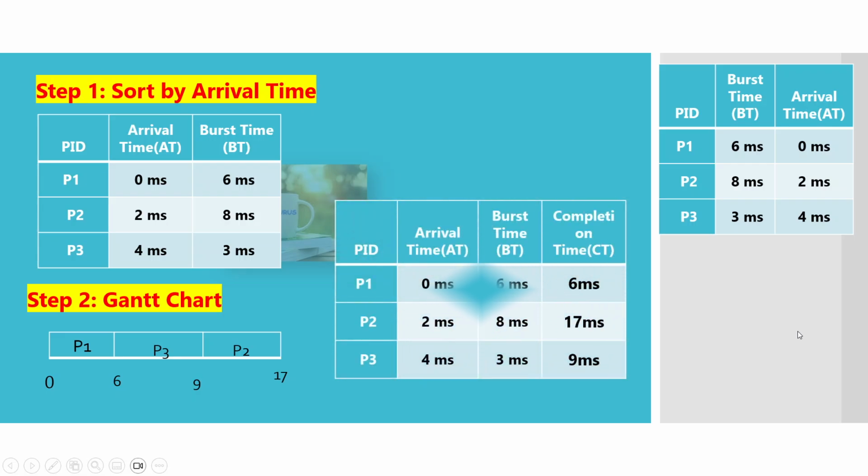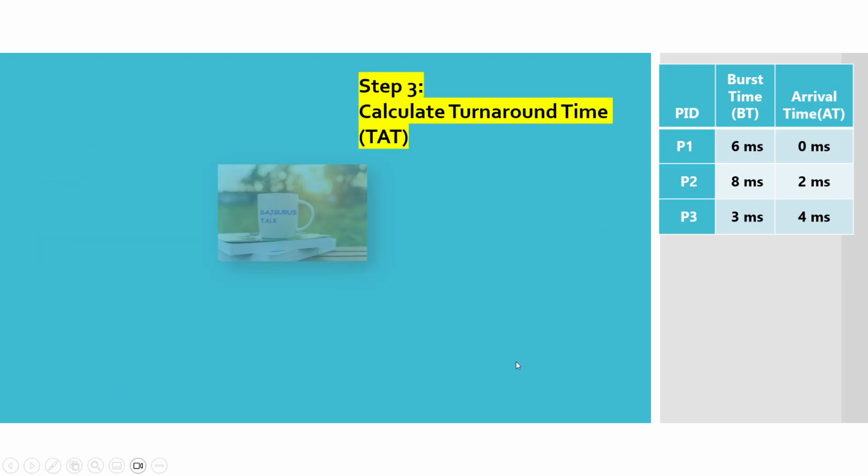Now we should calculate the completion time of all processes. The process P1 completion time is 6 milliseconds, process P2 completion time is 17 milliseconds, and process P3 completion time is 9 milliseconds. In the third step, we are going to calculate the turnaround time.